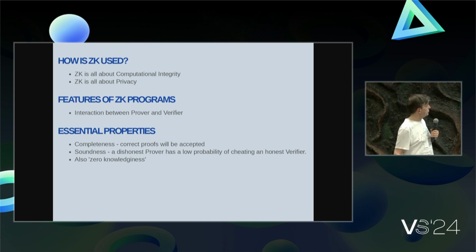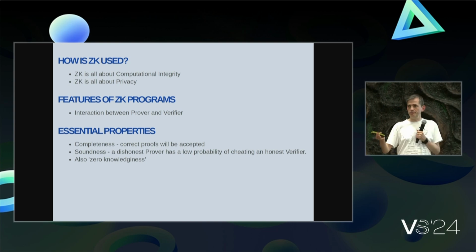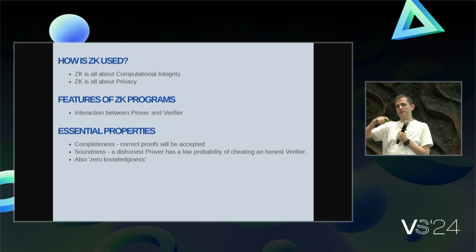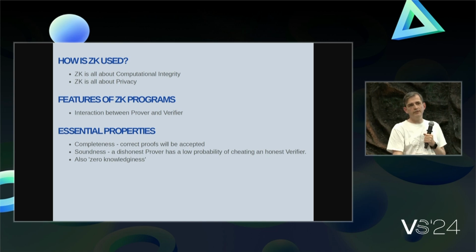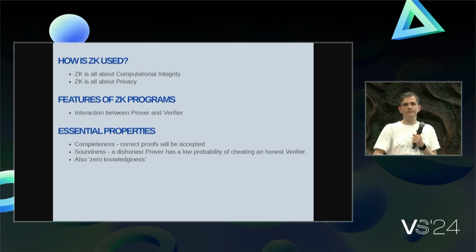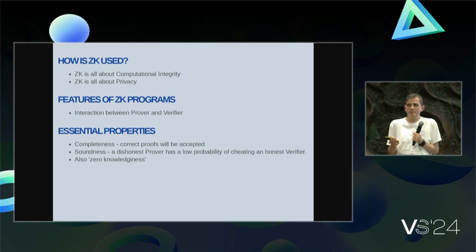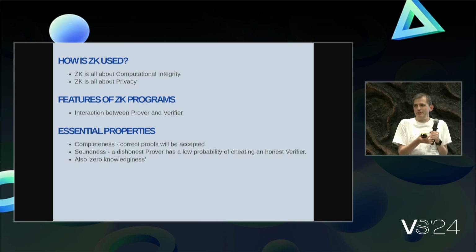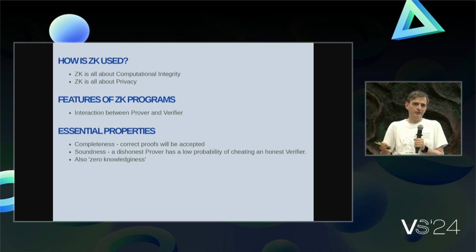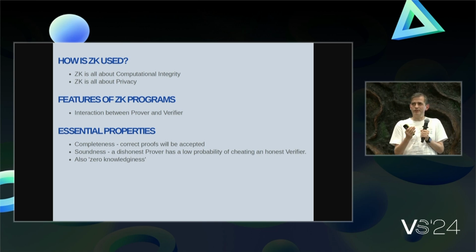Some of the features, well, of course, it's an interaction between a prover and a verifier. When you think about this, though, it's interesting to think of, well, who are these people? Because in a lot of these systems, the prover and the verifier end up being the same person, because we've got the same person who wrote the prover and who wrote the verification contract. So the motivations are slightly different to the classic way that we think about ZK.